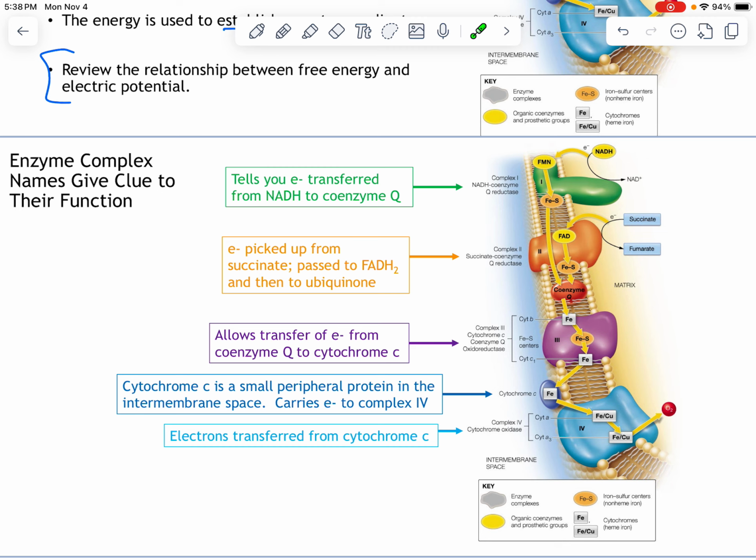Okay, if I look at the name of the second one, complex 2, succinate coenzyme Q reductase. Hey, look, electrons are picked up from the succinate. They're passed to FADH2 and then to ubiquinone, which is our Q. Right, let's write that here, Q. And so just a kind of reminder that the name gives you a feel for what might be happening.